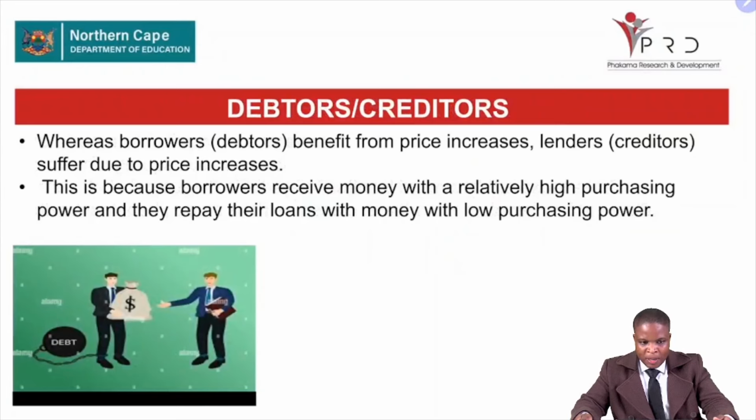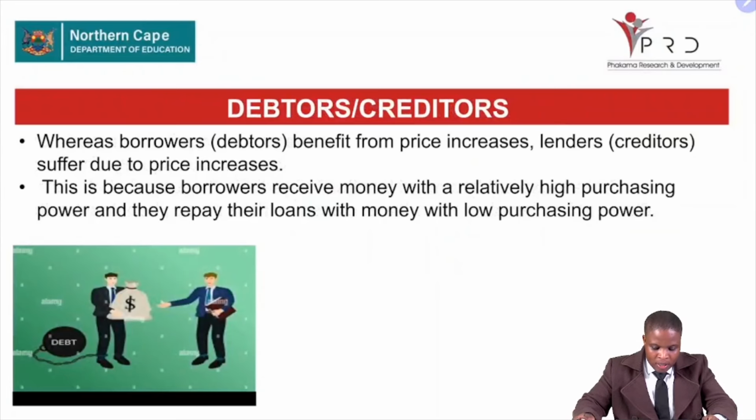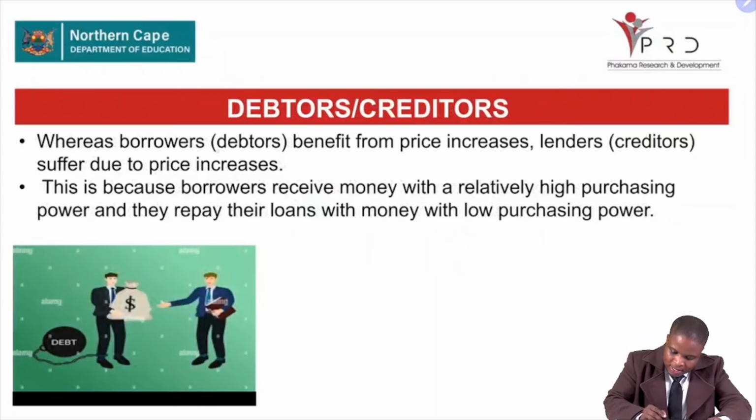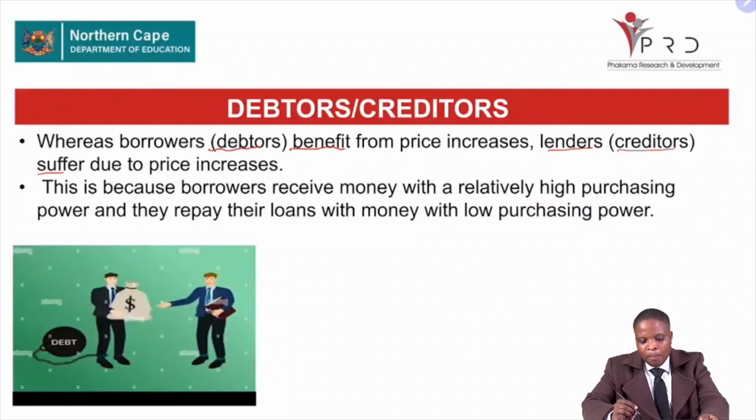So a debtor is a person who will borrow money and pay it over time, and a creditor is giving you the money now. Right. Borrowers benefit from price increases. Lenders suffer due to price increases. Borrowers, debtors, benefit. Lenders, which are your creditors, suffer. So when a person borrows money from you, they borrow the money today.